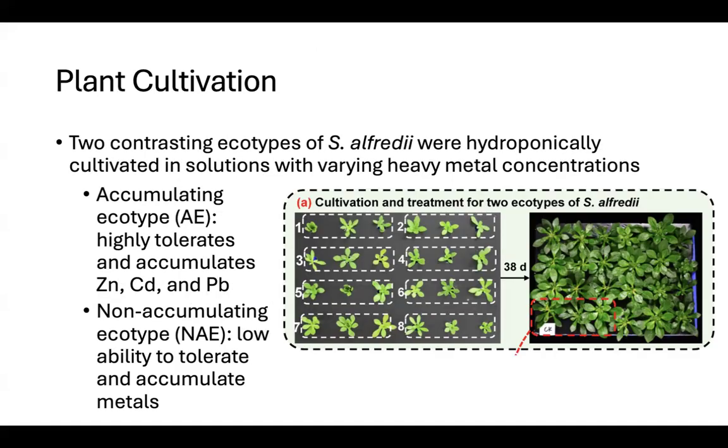During the plant cultivation phase of this experiment, two contrasting ecotypes of S. alfredii were hydroponically cultivated in solutions with varying heavy metal concentrations. The accumulating ecotype highly tolerates and accumulates zinc, cadmium, and lead. The non-accumulating ecotype has a low ability to tolerate and accumulate metals.